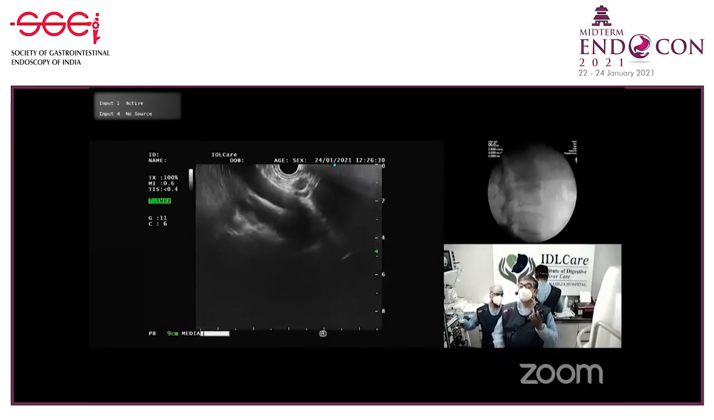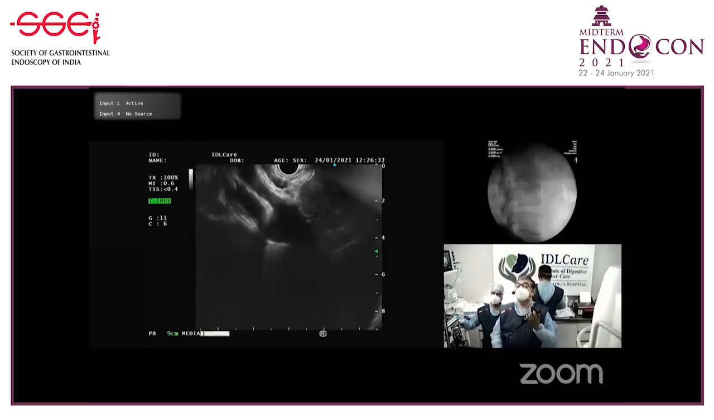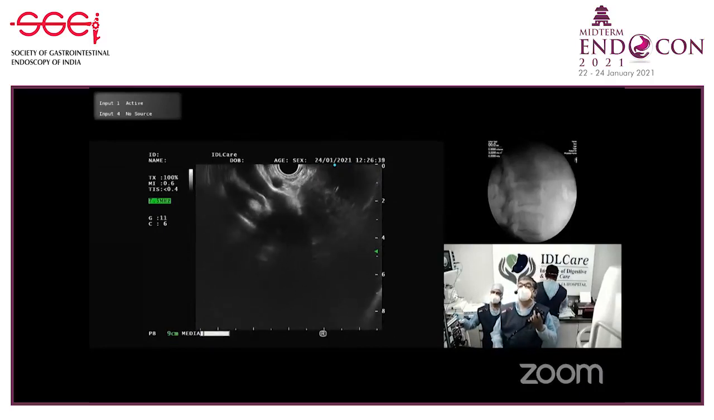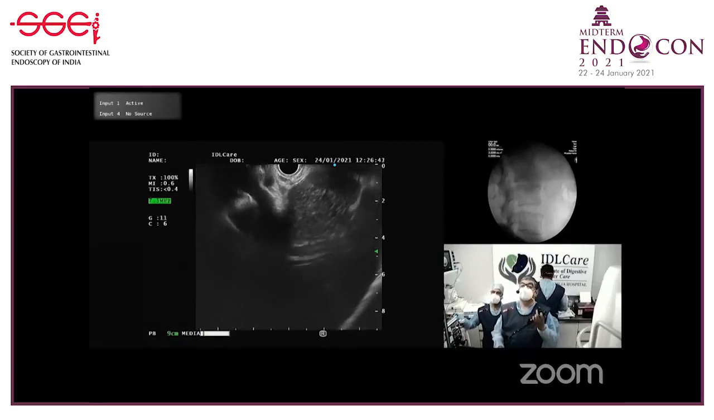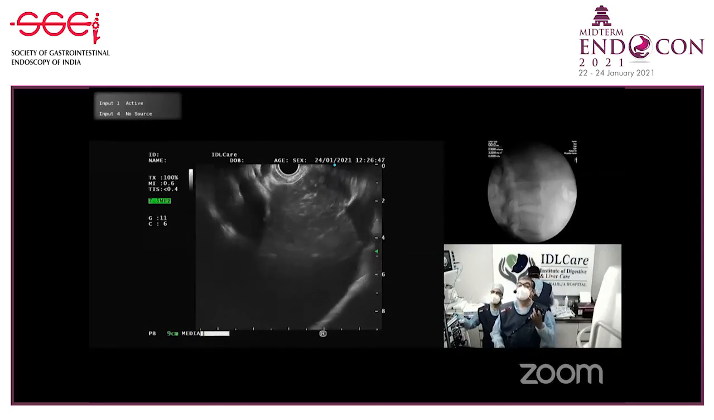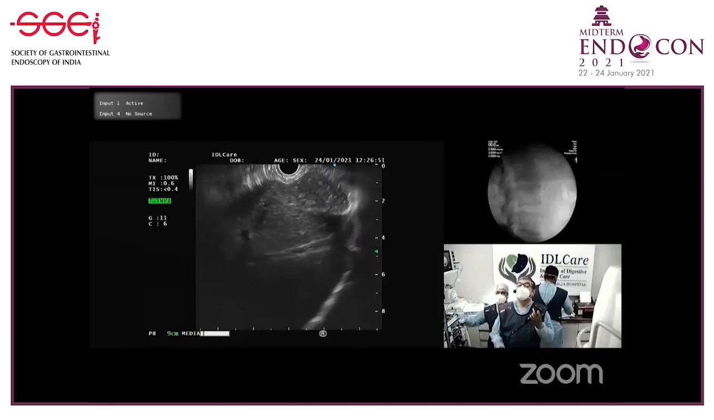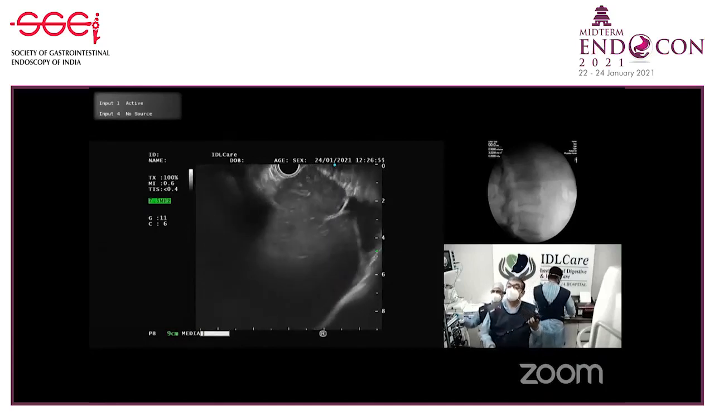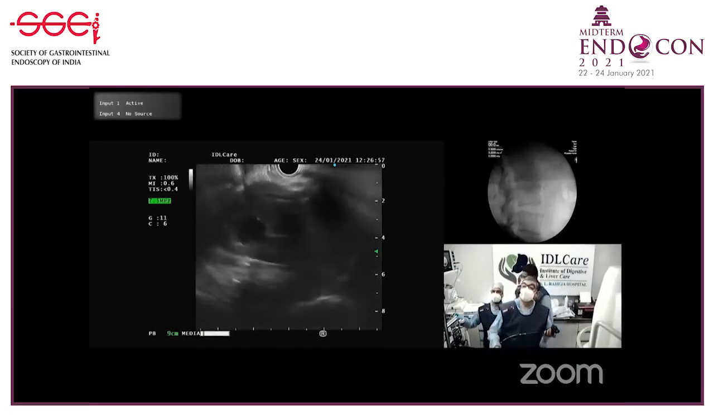Now I trace this duct towards the liver hilum and I see a stone here. See there? Hyperechoic. There is a stone there. And then this is the hilum. And you see the branches of the left duct. Let me see from segment 3, what is happening?